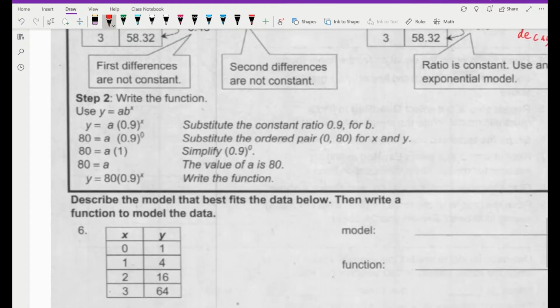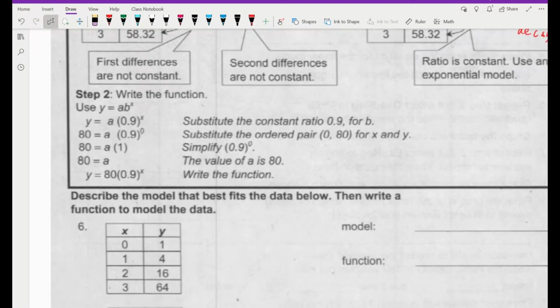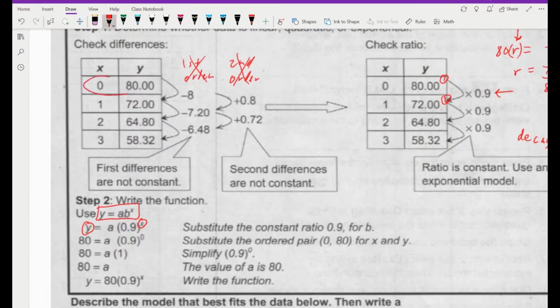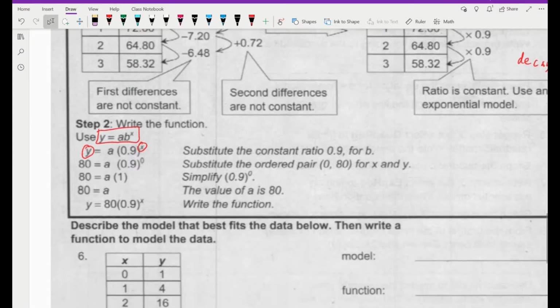Now they're actually asking you to find the equation, and they always write the standard form, y equals ab raised to the x. We can pick any x and y values from the table. Here they picked the first set of values, 0 and 80. 0 for x and 80 for y. So they substituted the 80 here, and the 0 for the x.